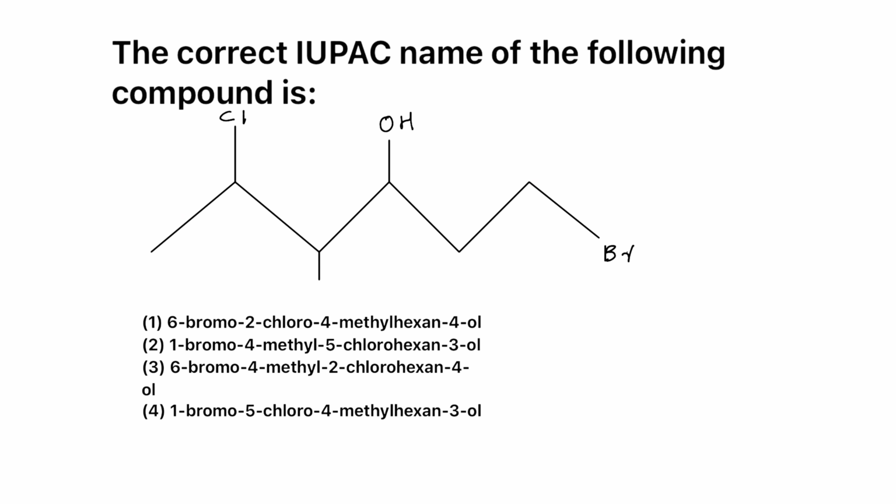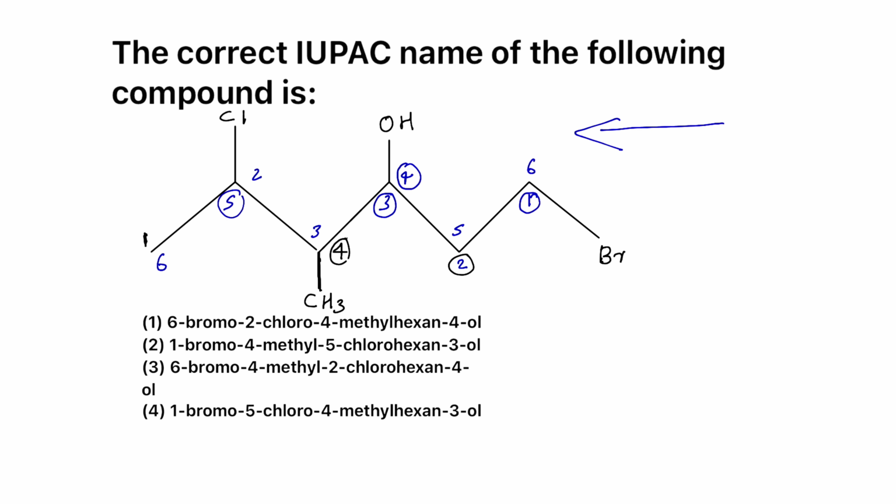Okay, start numbering from left to right. 1, 2, 3, 4, 5, 6. 6 carbons in the longest chain. Now you can see that on the 4th carbon you have the OH group. Okay, now number in the opposite way. 1, 2, 3, 4, 5, 6. Now you can see on the 3rd carbon you have the functional group OH. So of course you have to choose from right to left.